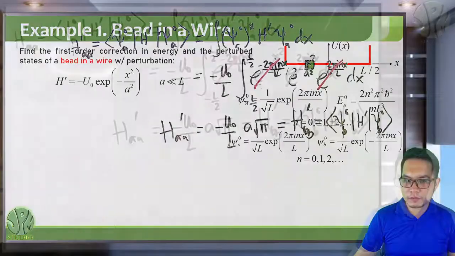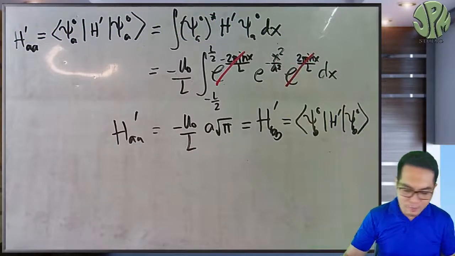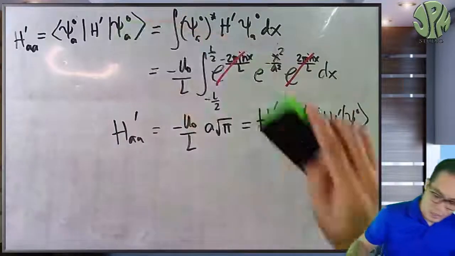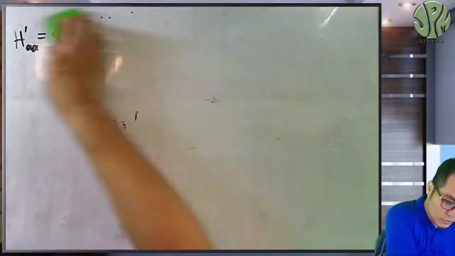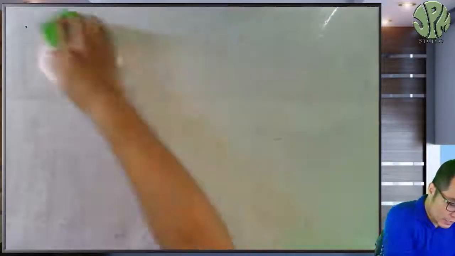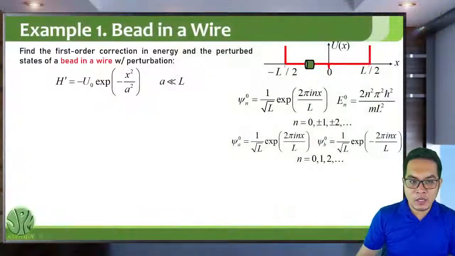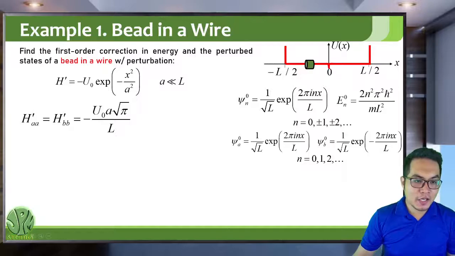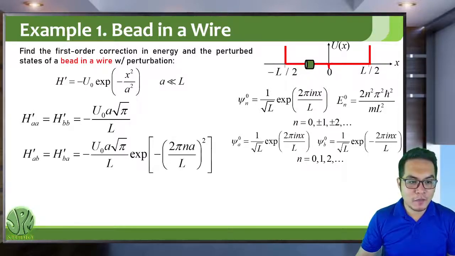Okay, so I will leave the rest of the cross diagonal elements, HAB and HBA, to you. Actually, the HAB and HBA in this case are the same. So this is your HAA and HBB element, and this is your HAB and HBA element.